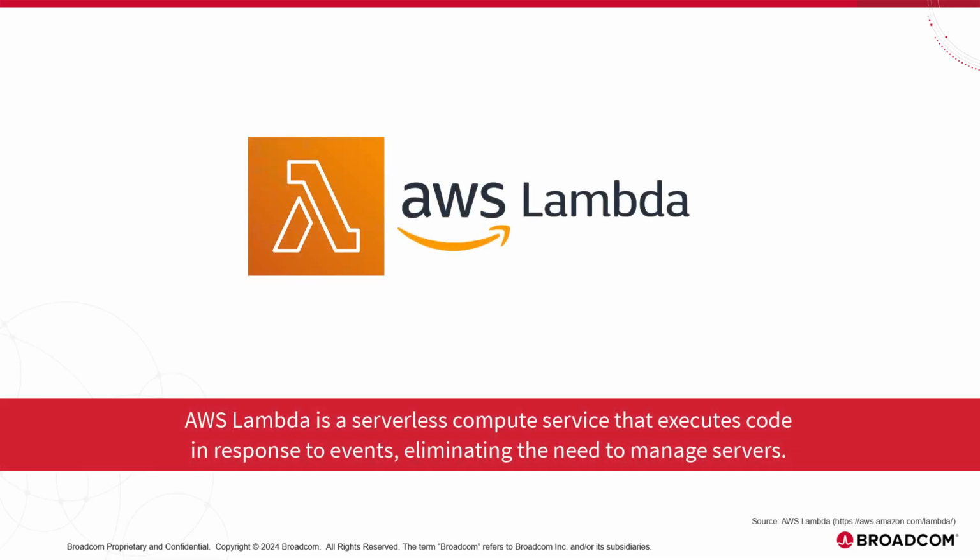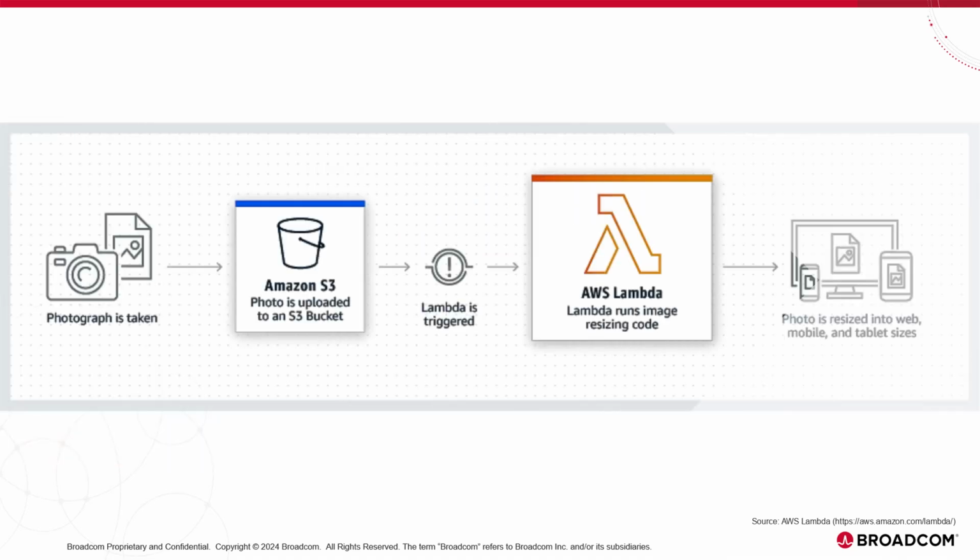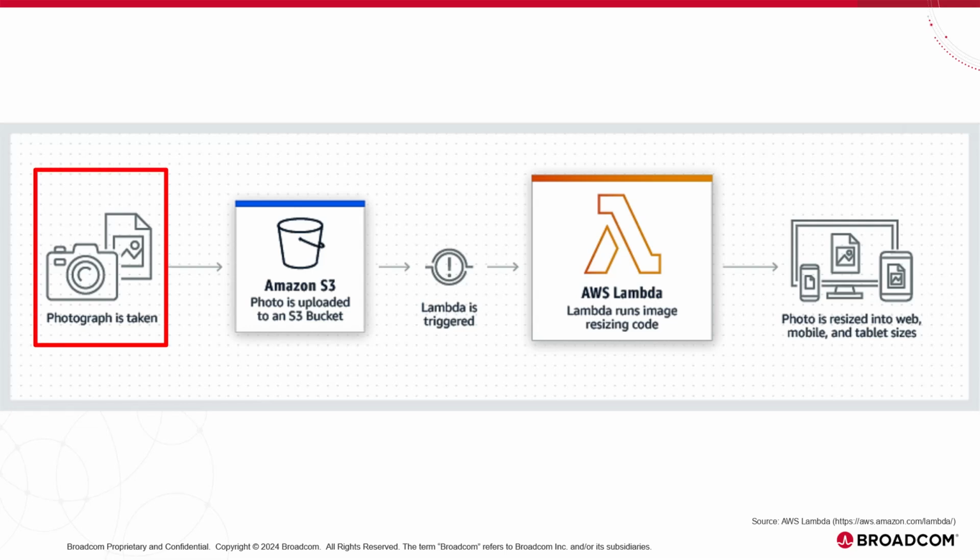AWS Lambda is a serverless compute service that revolutionizes the way code is executed in response to events from various applications. Say goodbye to the hassle of setting up and managing servers. Let's dive into a real-world example to better understand AWS Lambda in action. The image shows a photograph being captured as the first step.